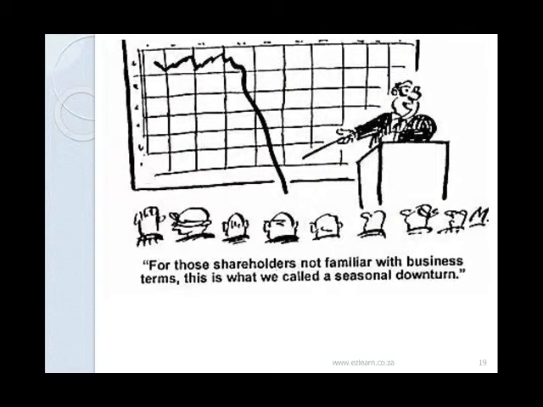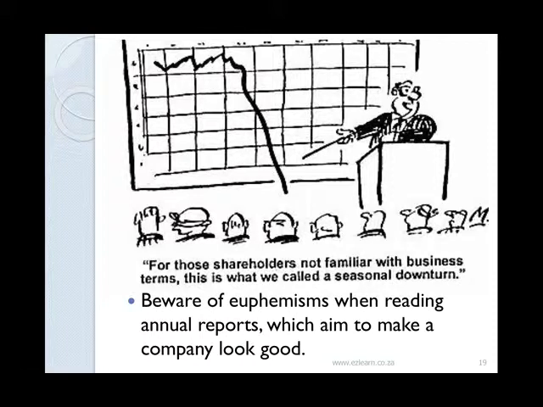Consider this cartoon. In this case, what you can see here is that the director is trying to convince the shareholders that the business is not doing too badly, and he refers to it as a seasonal downturn, which should not necessarily be too problematic. However, if you look at the graph, you can see that it is problematic. One needs to be very careful of euphemisms when you are reading annual reports, as the annual reports are prepared by the company and will have the aim of trying to make a company look good.